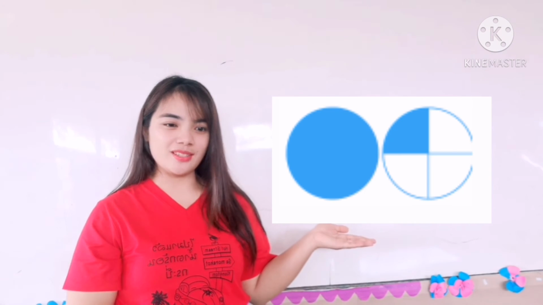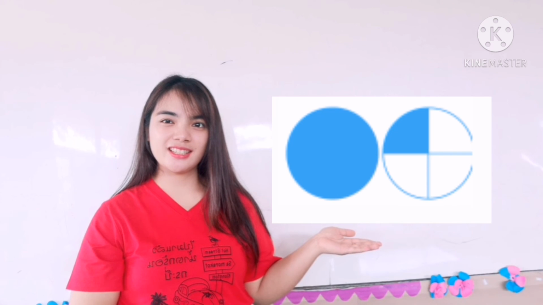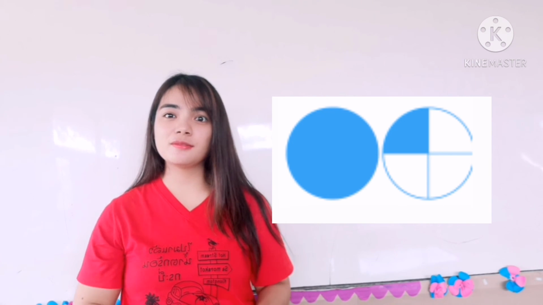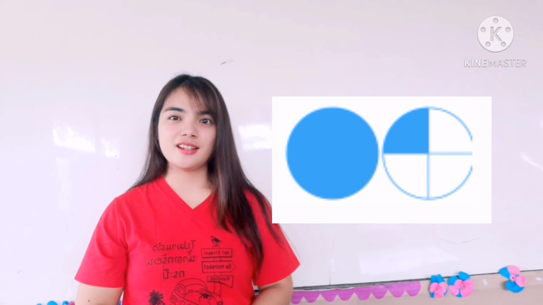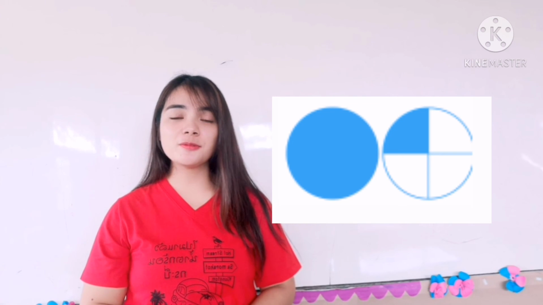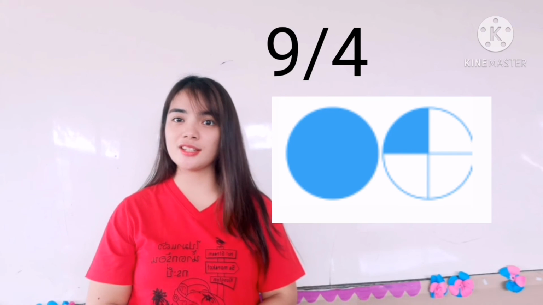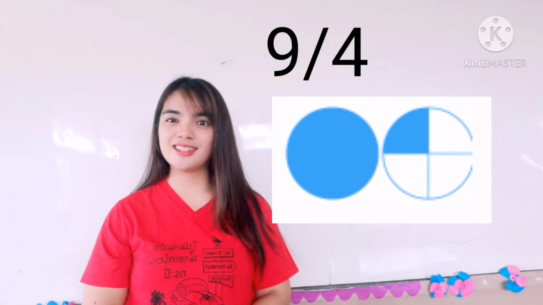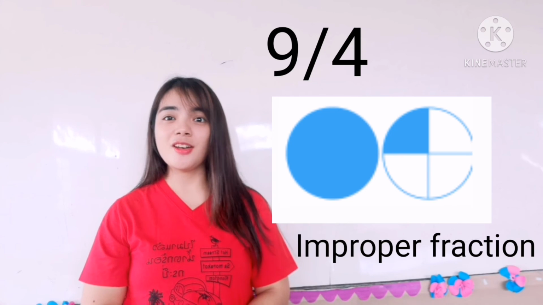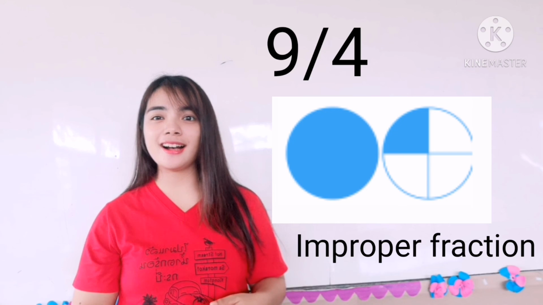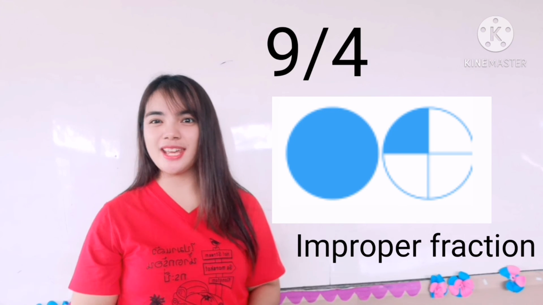How about this one? So it is what fraction? So it is 9/4. Very good. What type of fraction is it? It is improper fraction. Very good, because our numerator has a higher value than our denominator.